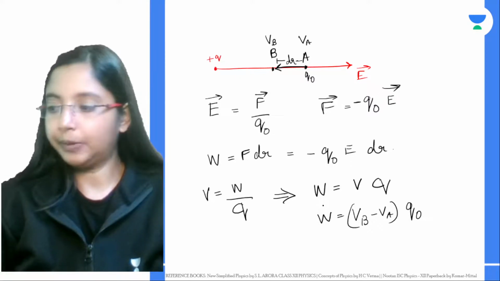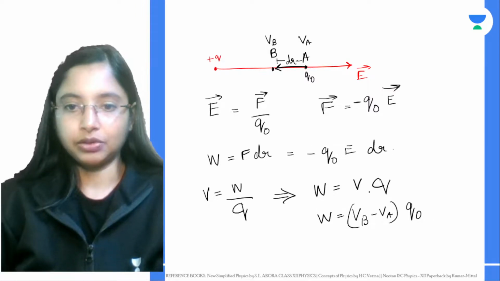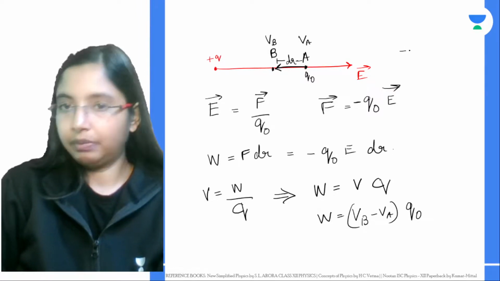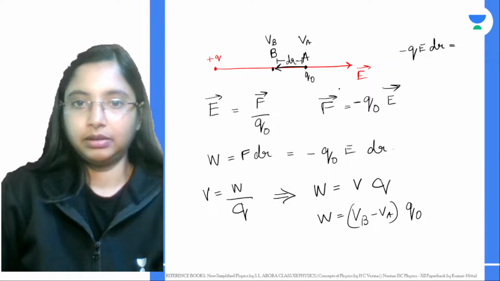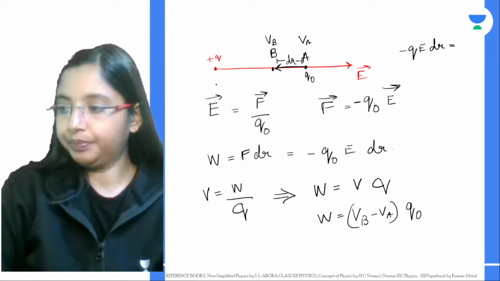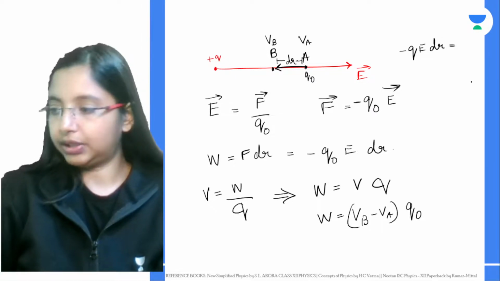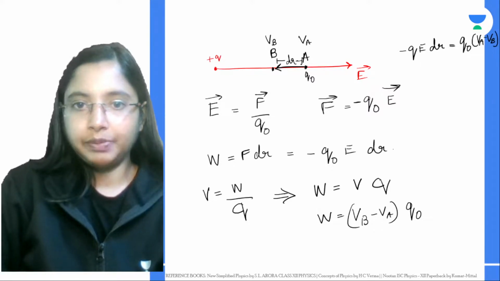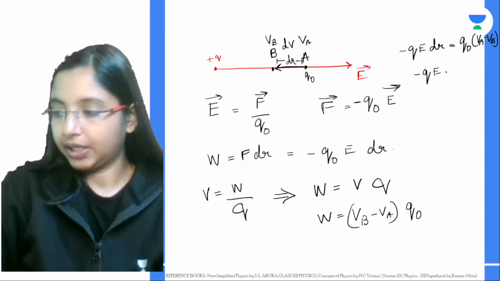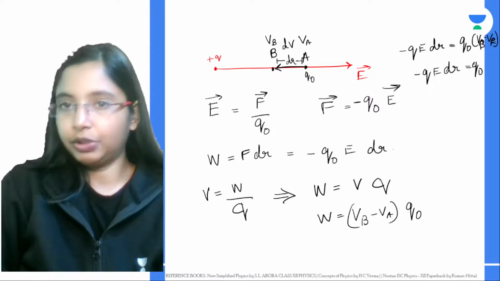So you have work done, one equation, and we have another equation for work done also. So let's equate both of them. That is minus Q0 E dr, that is how much you're displacing from this point to another, and this will be equal to Q0 into VB minus VA. For the small displacement, the potential difference will be dV.